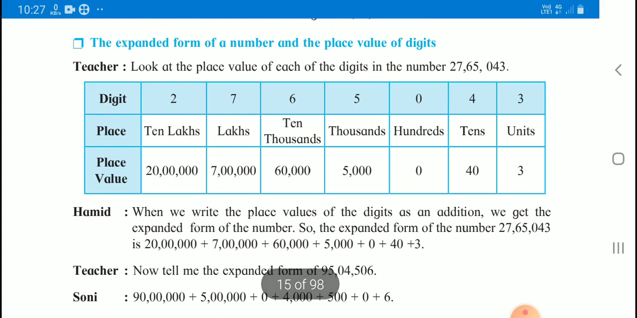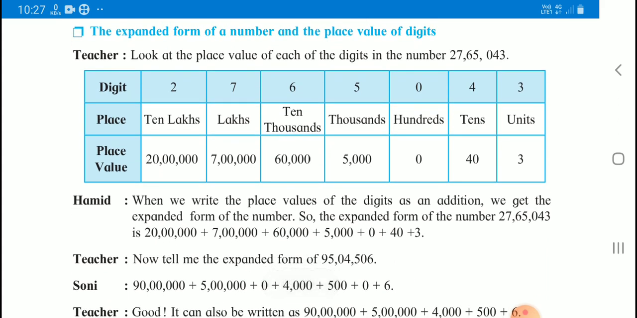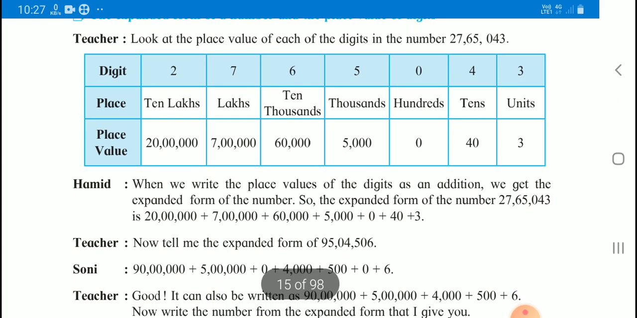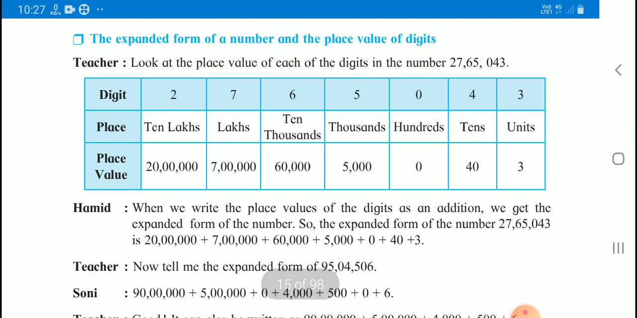Now next to that, the point is the expanded form of a number and the place value of digits. When going from right to left, the number's value is increasing. Means suppose here in the number 27,65,043, 3 is in the unit place and the number 2 is in the 10 lakhs place. So the value is increasing. Now we will see one by one the digit, their places and their place values.